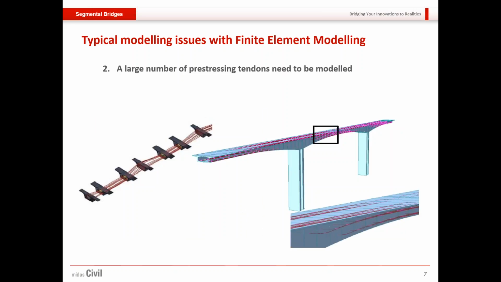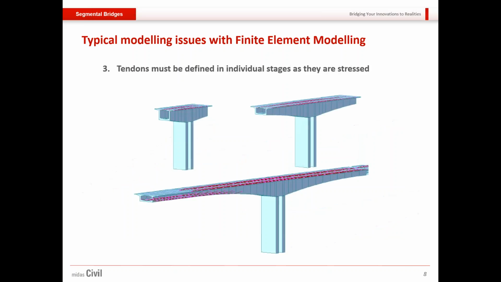Another issue would be the large number of tendons that need to be modeled. Modeling such tendons manually requires a lot of time and effort in any FEA package. Now, not only are these tendons supposed to be defined, but all these tendons would be activated in the model at different times based on when the stressing is going to happen in these.